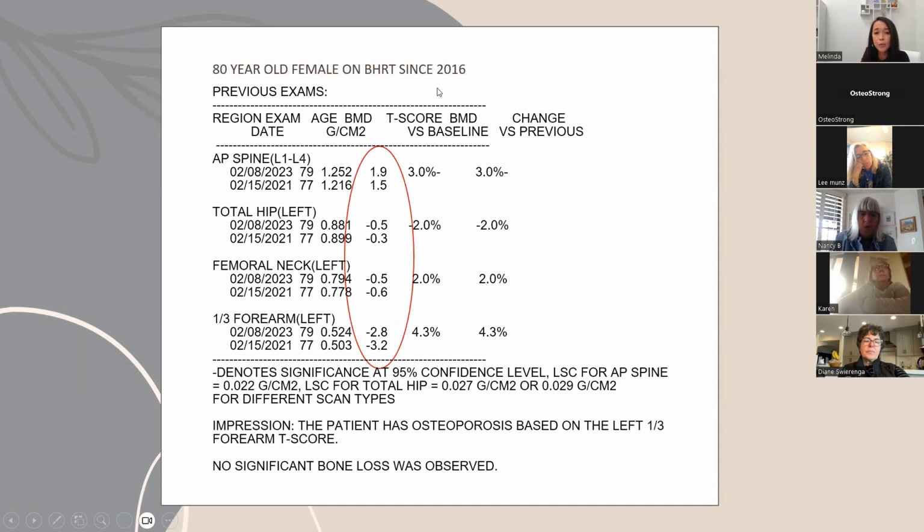And this is an 80-year-old woman. She's been on BHRT since 2016. I don't have reports of her previous DEXA scans, but you see even after age 77, she's still improving. This is a slight decrease here, very slight decrease. This is a slight increase, and this is an increase in bone density. But you see no significant bone loss was observed. So she's still improving her bone density even at age 80.